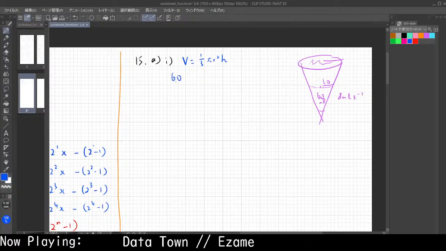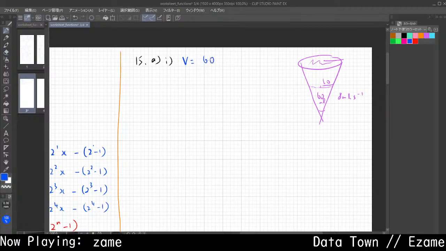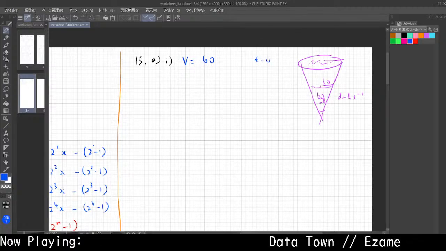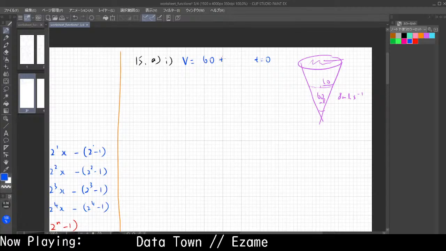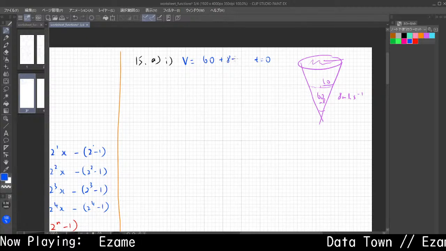Okay, you actually don't need this. You start with 60 and your current time is time 0. So you start with 60. As time passes per second, the volume of the liquid increases by 8. Therefore, you get 60 plus 8t.